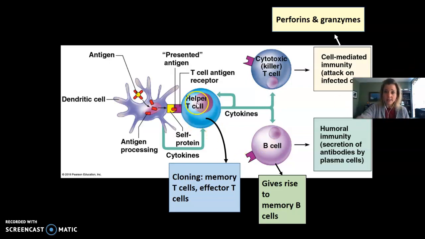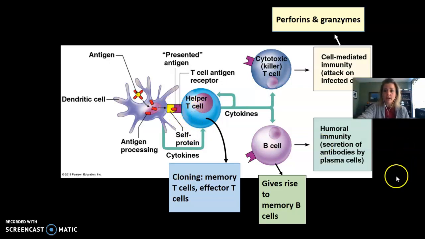And then once that happens, our helper T cell releases cytokines, and the cytokines are going to stimulate our cytotoxic T cells to divide and form memory T cells plus more cytotoxic T cells. And it's also going to stimulate our B cells to divide and produce more plasma cells as well as more memory B cells. So those are all of the things that are going to happen when we have antigen presentation occurring here.